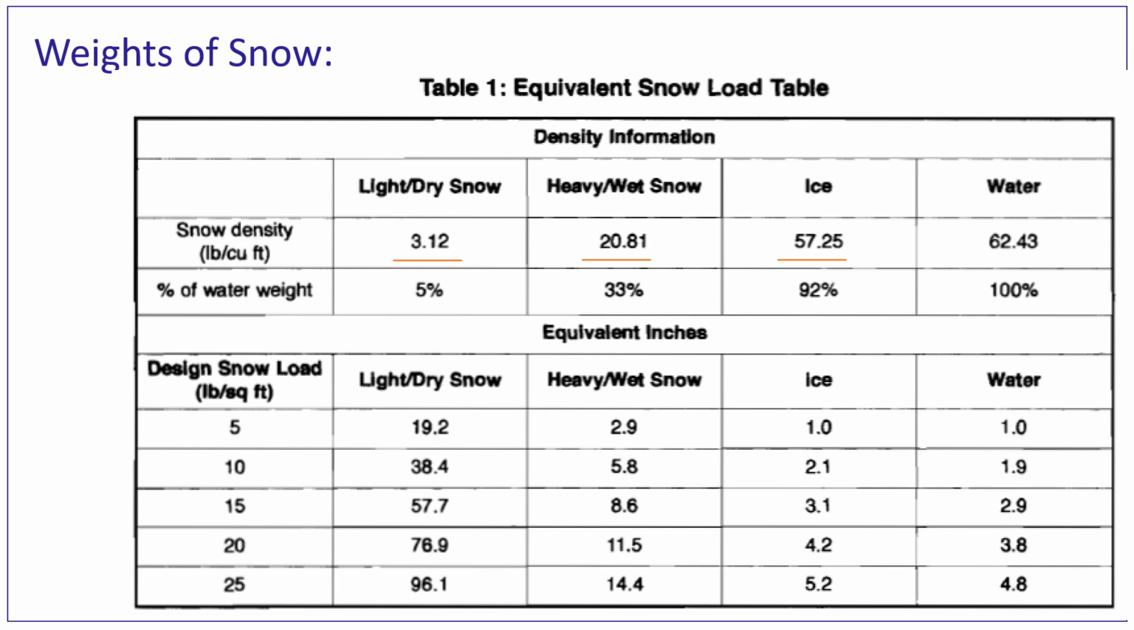The table shown here shows that a light, dry snow can weigh 3.12 pounds per cubic foot, and a heavy, wet snow can weigh as much as 20.81 pounds per cubic foot, and a layer of ice 57.25 pounds per cubic foot. It all depends on how much water is in the snow.